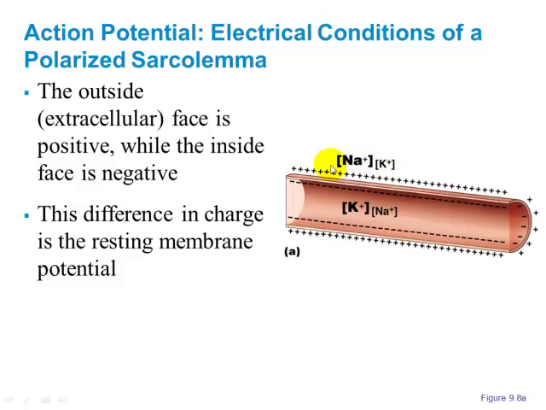Now what that leads to is a relative difference. So if you compare right along the plasma membrane, you have relatively more positive outside and relatively less positive inside. And you can also think of less positive as being negative.